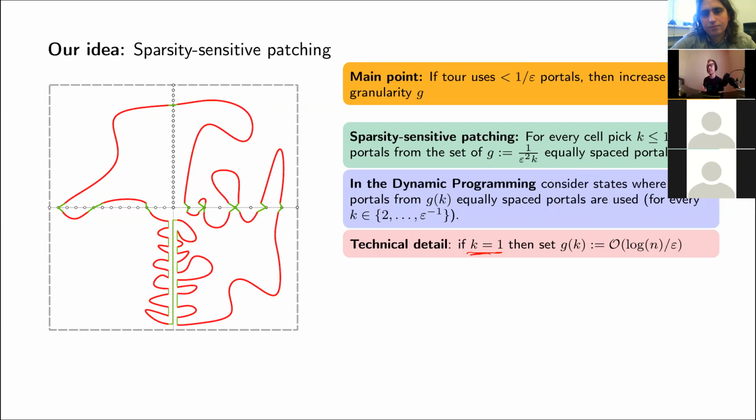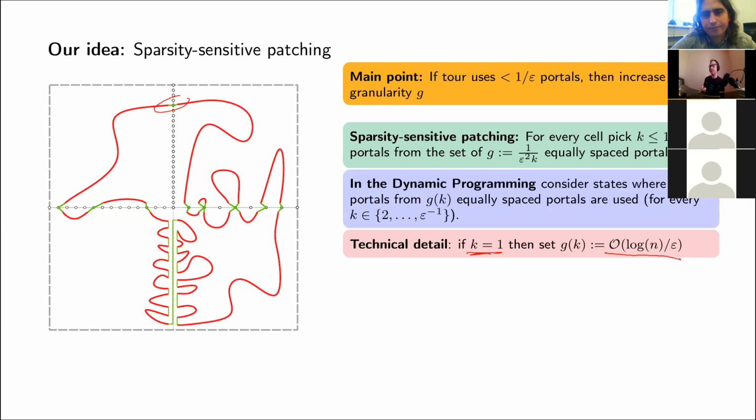When there is only one crossing, then our sensitive patching doesn't work. We have to plot n/epsilon portals, but it's still fine. It's only one special case of k equal to 1, like this case. That's some drawback of our technique.